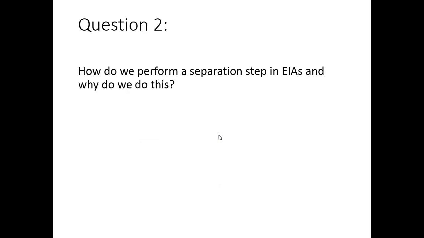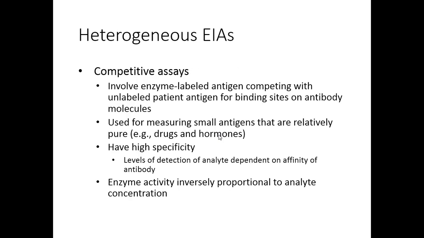So question 2, how do we perform a separation step in EIAs, and why do we do it? Well, we perform a separation step by doing a wash. That's all you really need to say, is we're going to do a wash. And why do we do it? To make sure that we remove any unbound reactants that might interfere with the test method, right? We know that. I think we're good at that now.